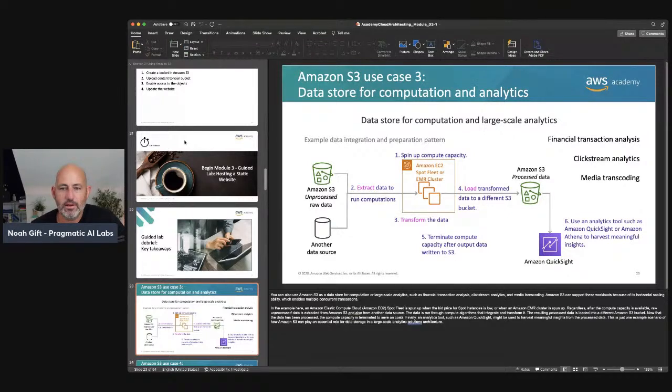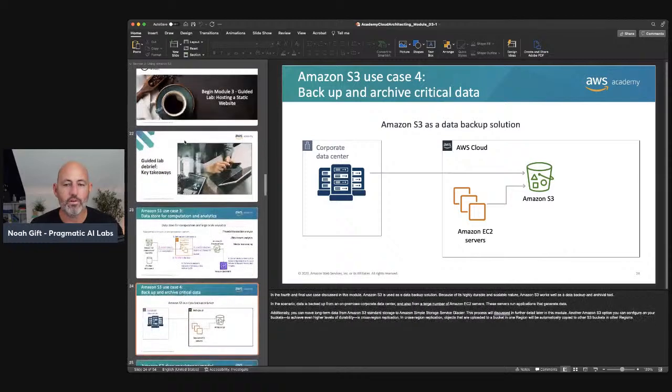But basically, another use case for S3 is data storage for computation and analytics. So you could take some data, drop it into S3, spin up, let's say, an EMR cluster, use Spark, go through, process some data, and then put the results back into, let's say, Amazon QuickSight. That would be a common big data type workflow.